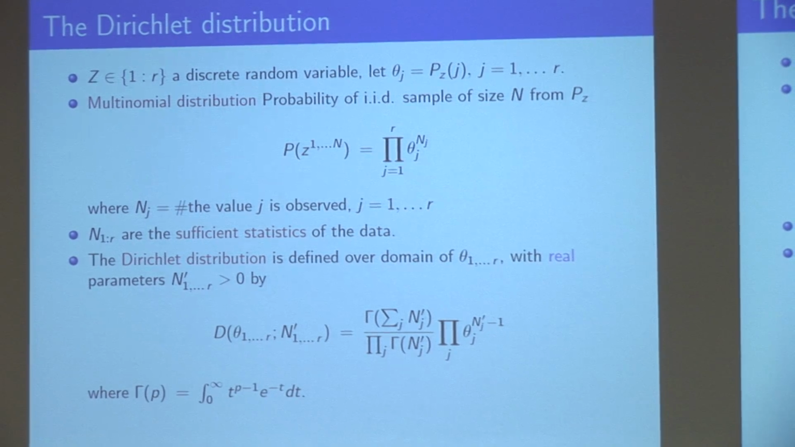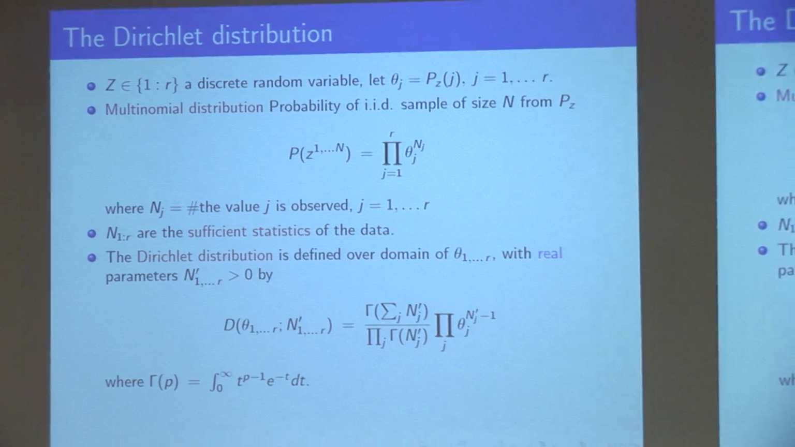Theta is a vector of parameters that is positive and sums to 1. So the domain of theta is the probability simplex of all the thetas that sum to 1 and are not negative. Also, you probably know that if I want to compute the probability of a sample of capital N draws from this distribution over z, the probability of the sample is given by this expression, which basically counts how many times value j appears in the sample and takes theta j to that power. Again, this is very simple.